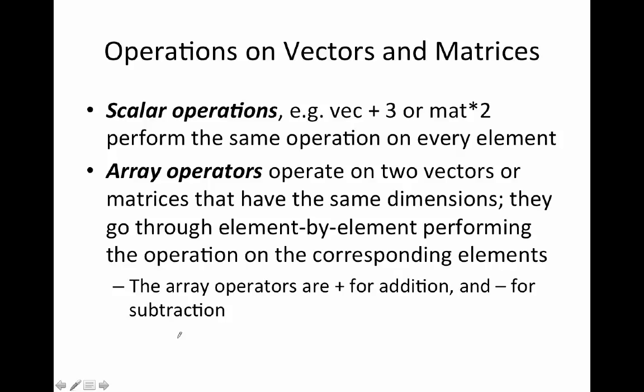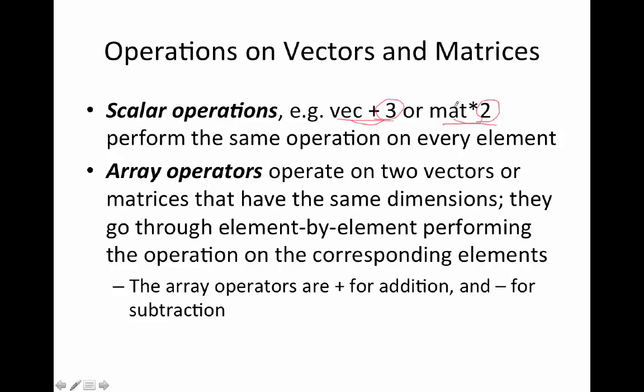Now what are the different operations that you can perform on vectors and matrices? Scalar operations are when you take a vector or matrix and use a scalar on it. So if you say something like vec plus 3 or mat times 2, that's just taking, in this case, the scalar 3 and adding it to every element in the vector, or the scalar 2 and multiplying by every element in the matrix. Now what we call array operators, those are operators that operate on two vectors or two matrices that have the same dimensions. So this is important. They have to have the same dimensions, because what happens is we go through them element by element, performing the operation on the corresponding elements.